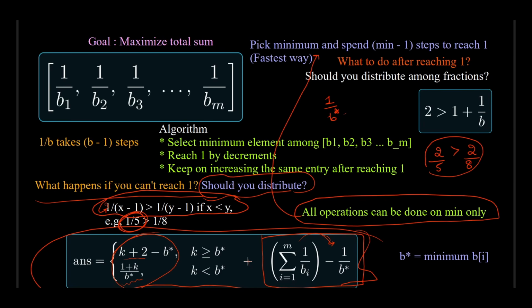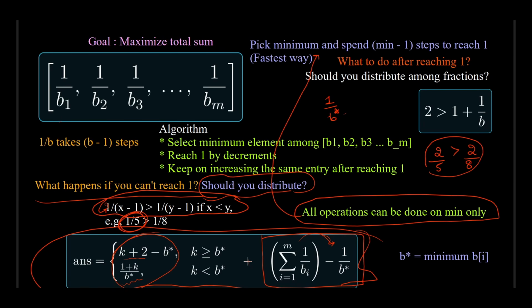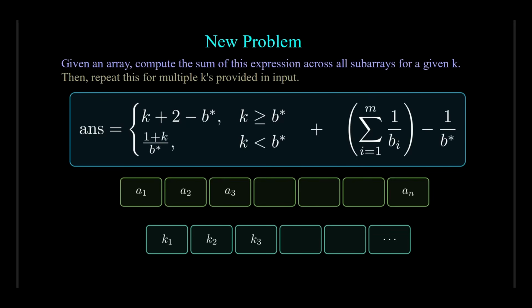So we started with a single element 1 upon b, right? And then we added multiple entries to the array. And now we are making the problem a bit more difficult by adding multiple ki's to the array as well. That is, you need to answer that same question but in a different fashion. That is, you are given one single array and in one query you have to answer that if you fix k as this k1, then give me the answer across all the subarrays.